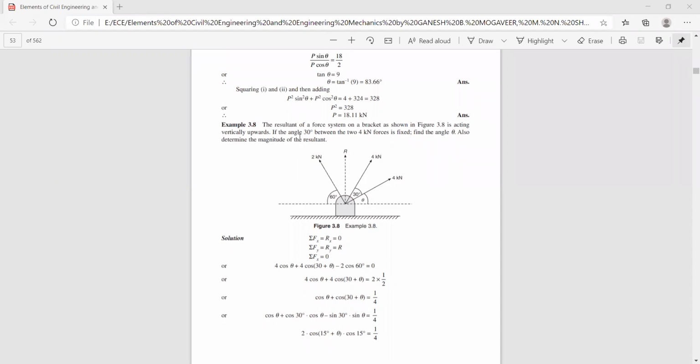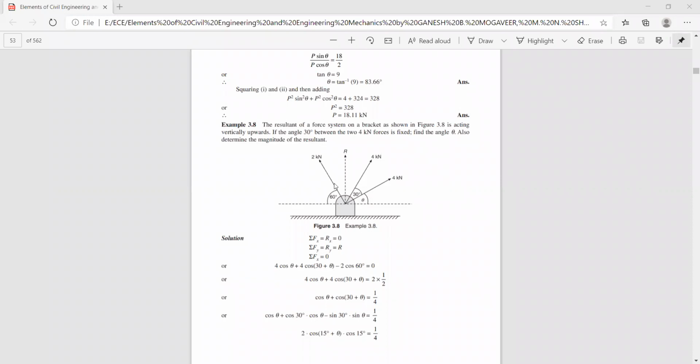So upward, if the angle 30 between the two 4 kilonewton forces is fixed. Now here you have two 4 kilonewton forces fixed and this angle is fixed. Find the angle theta, also determine the magnitude of the resultant. So here, since the resultant is acting along the y-axis, you need to find only the magnitude of the resultant. Hence, sigma F of y should be equal to the resultant, and sigma F of x should be 0 because the resultant is acting along the y-axis.